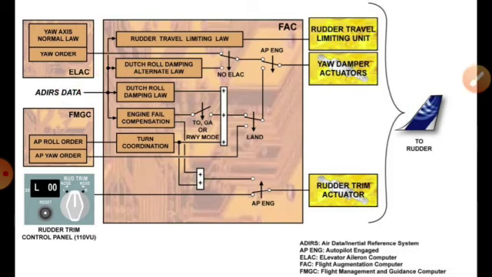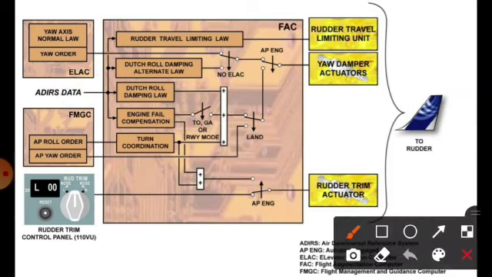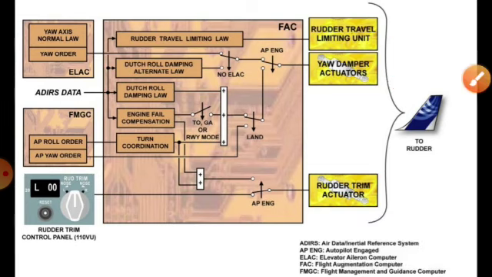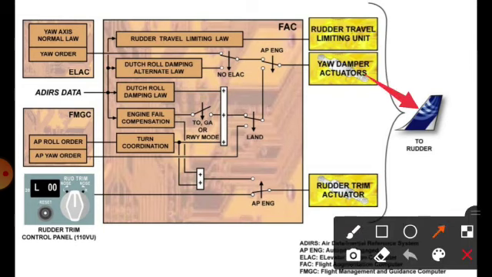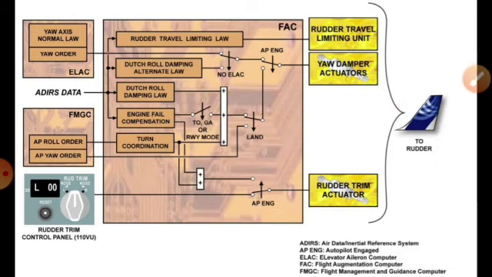Also we have a function of rudder travel limitation unit and yaw damper actuators. Basically, yaw damper actuators move this rudder here. Two yaw damper actuators are available, one with FAC 1, the other from FAC 2. At a time one is in working condition, and the second one is in standby mode.